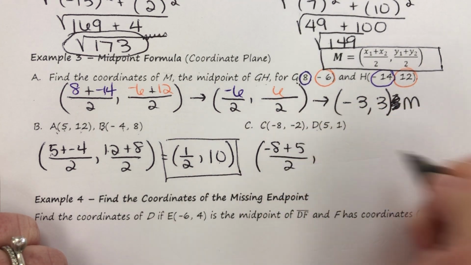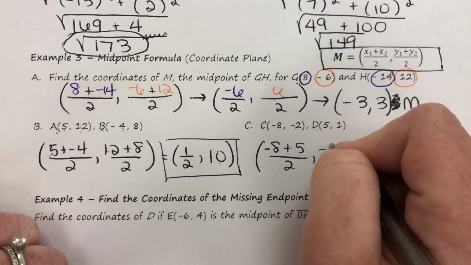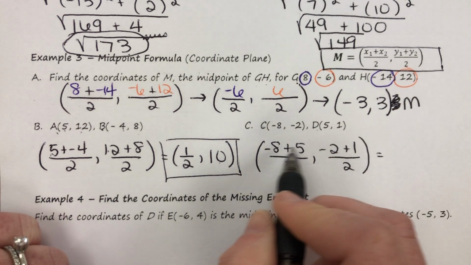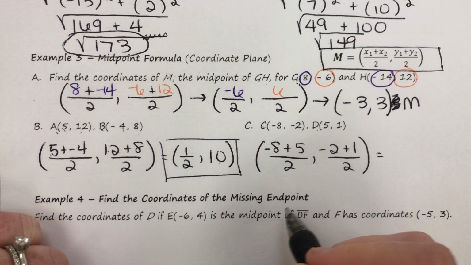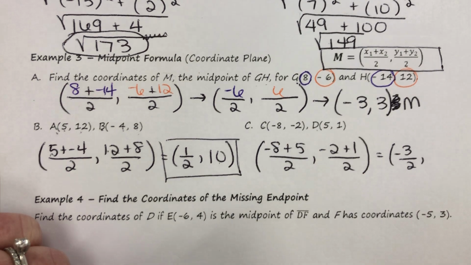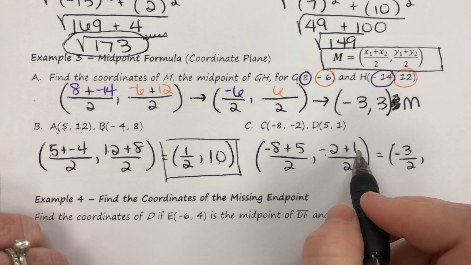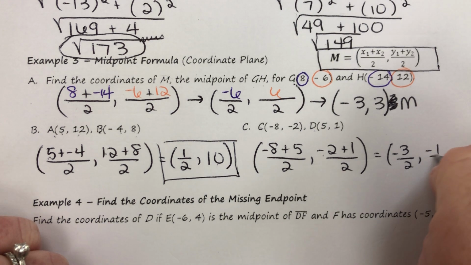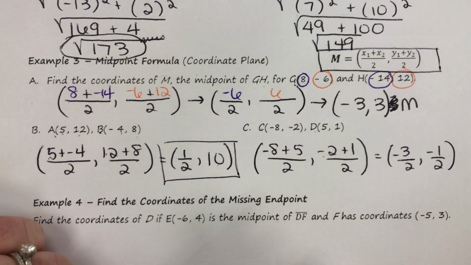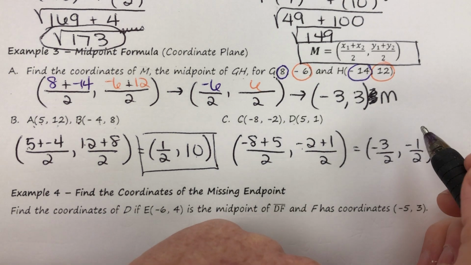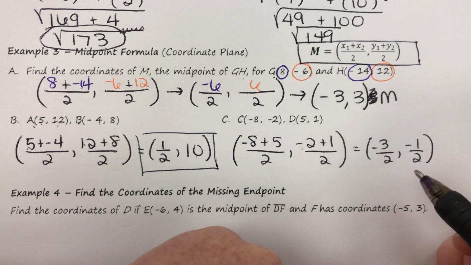Negative 8 plus 5 divided by 2. Negative 2 plus 1 divided by 2. Negative 8 plus 5 is negative 3. So I have negative 3 divided by 2. And then negative 2 plus 1 is negative 1 divided by 2. Now I could change it to a decimal if I wanted to keep going, right? Or I could simplify improper fractions.